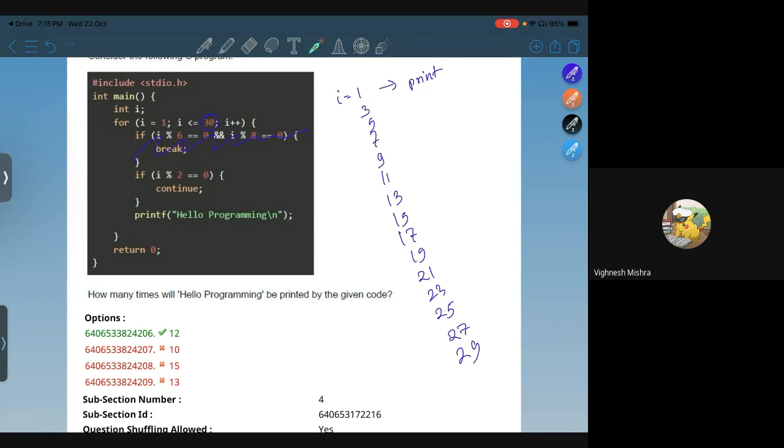Let me check C programming. Won't it break at 24? Okay, it will break at 24, right? Yes, yes, it is divisible by both 6 and 8, sorry. It got break at 24, so after 24 it won't run, so these three values get cancelled out. So 15 minus 3 is 12. Fine.